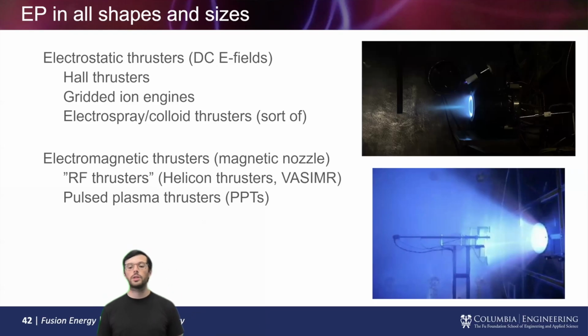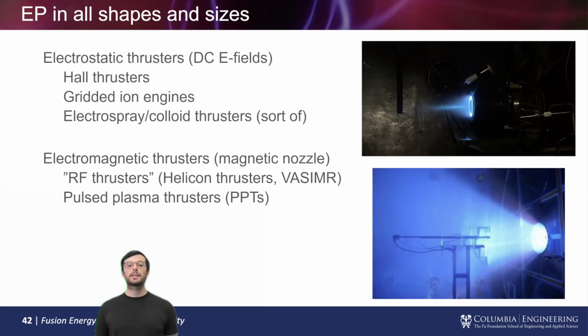All right, so there's a bunch of different shapes and sizes. I'm only going to talk about a few here today. You can go explore on your own if you have other interests or if you've heard of other different ones. But they're broadly electrostatic thrusters, which is using a direct current, so not an oscillating electric field. So that's something like the Hall thruster, which you see on the top right. This is a little Hall thruster. Gridded ion thrusters and electrospray colloid thrusters, which we won't talk about today. They are technically electric propulsion, but they're a little bit of a subset.